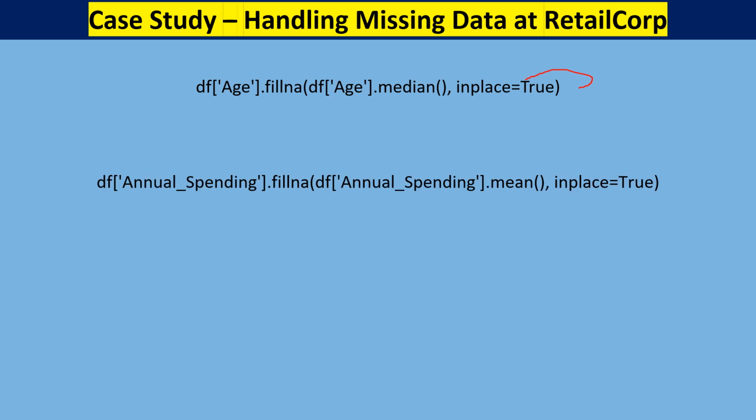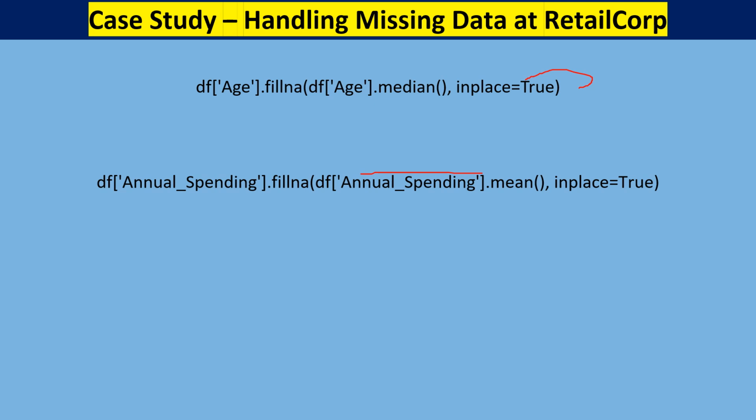values in the annual spending column with the mean value. Mean is chosen for annual spending because spending data is generally normally distributed. If we use the median, we might lose information about the overall customer spending pattern. Using the mean maintains the balance of data without skewing results.